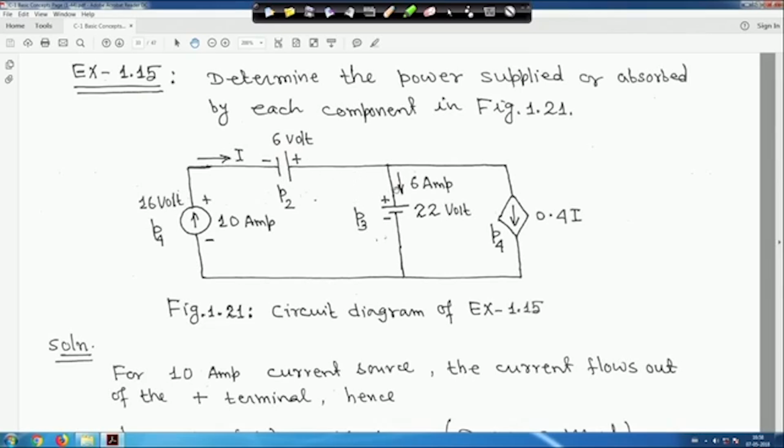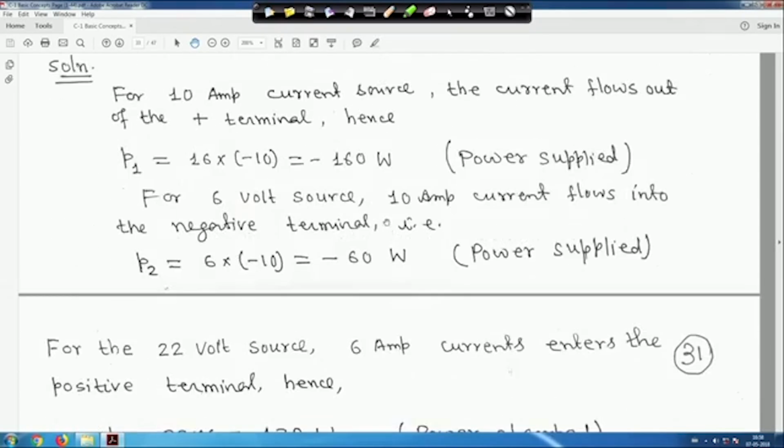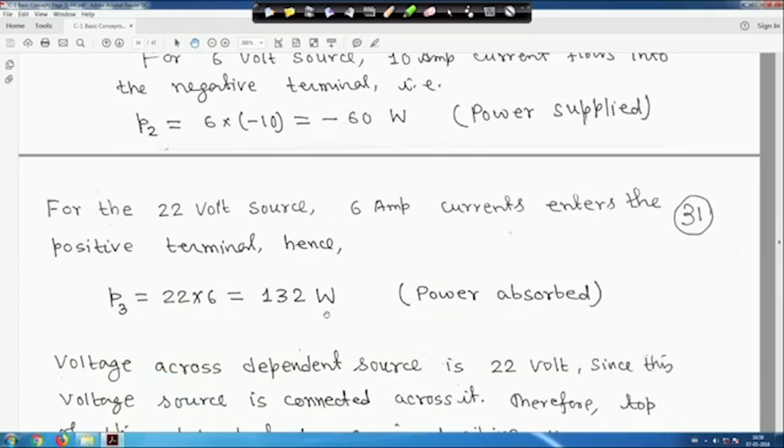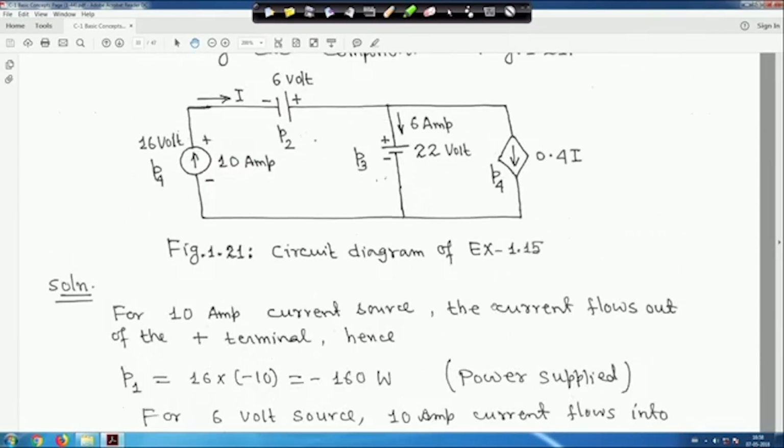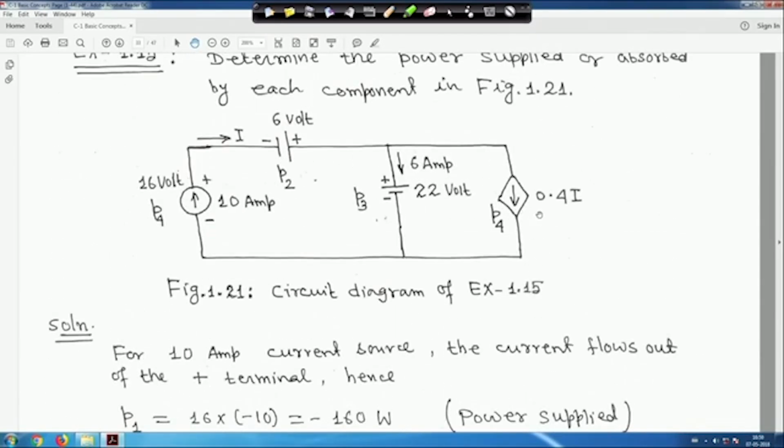Next, another 6 ampere current is entering the positive terminal of this 22 volt source. As it enters the positive terminal, this source is absorbing power. So, P3 will be 22 into 6, which is 132 watt, power absorbed.